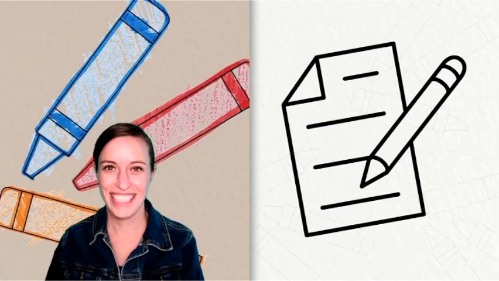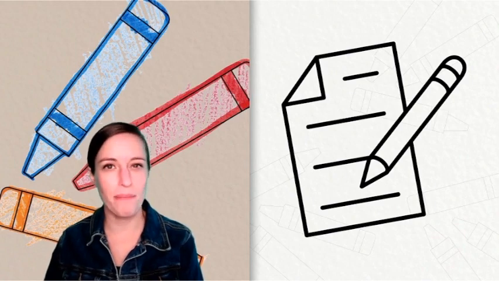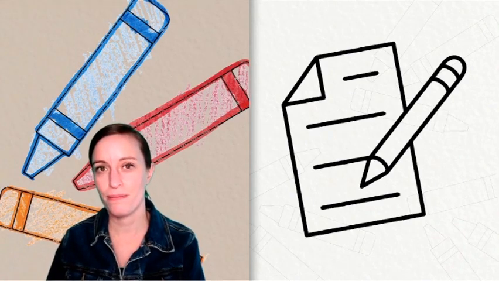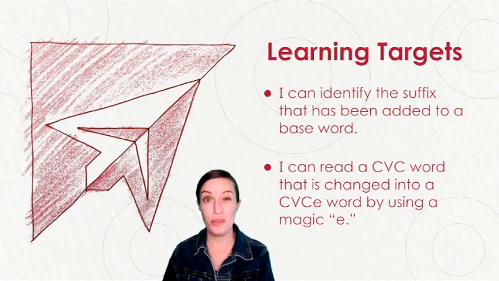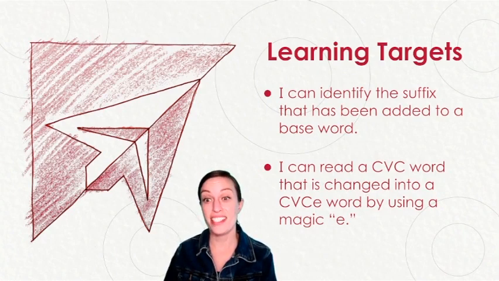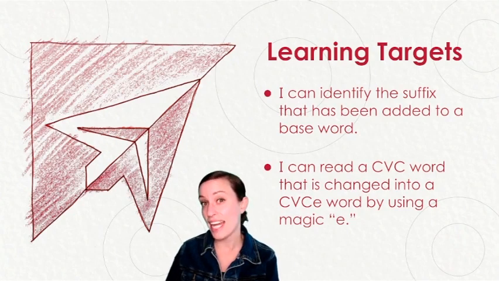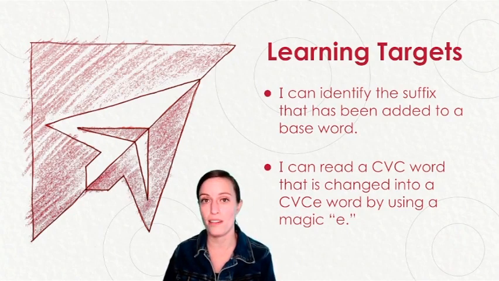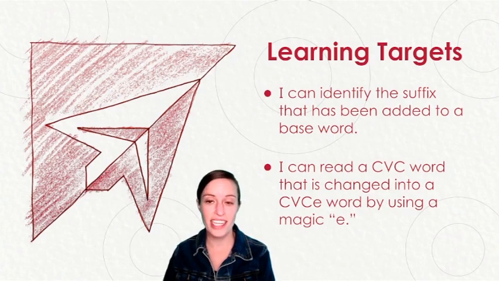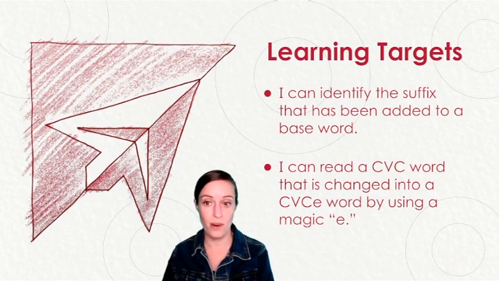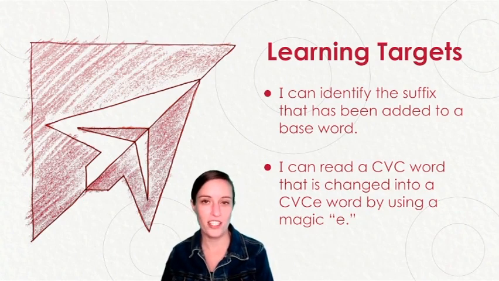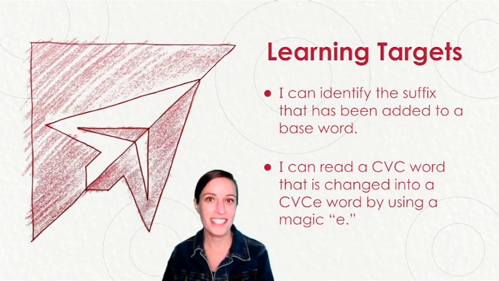Materials! Go ahead and grab some paper and your pencil. Here are our two learning targets for today. I can identify the suffix that has been added to a base word. And I can read a CVC word that is changed into a CVCE word by using the magic E. Here we go.